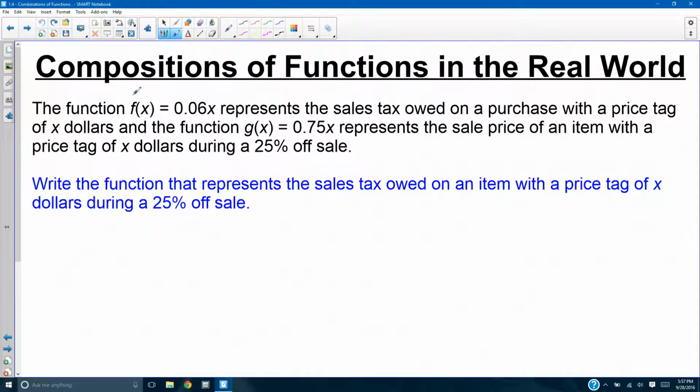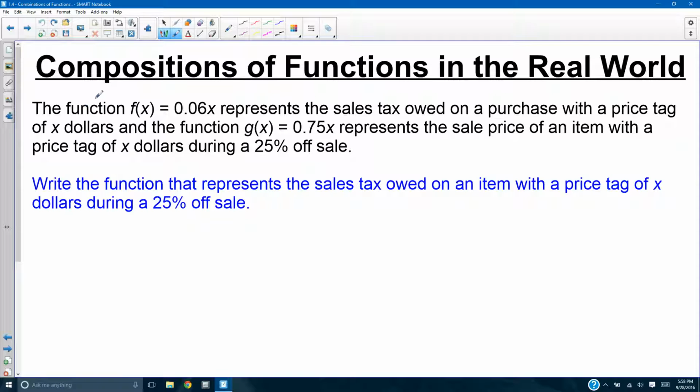Okay, now we're going to deal with compositions of functions in the real world. So I actually have 3 word problems for you. I believe this one is the least complex, at least in the sense of what you're given or what you have to do. And then we'll get to the most complex one by the end, obviously.